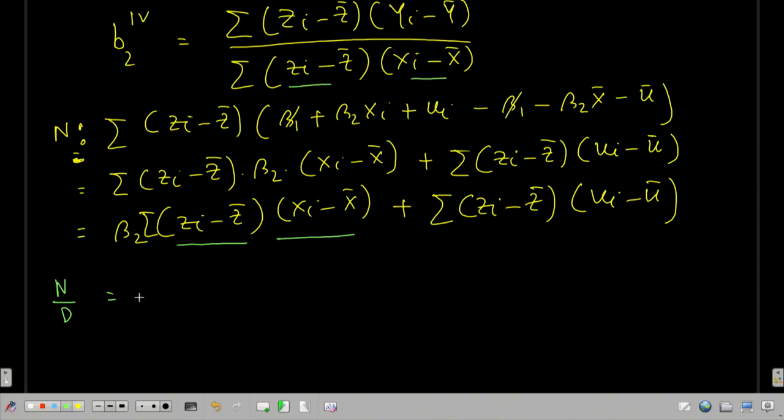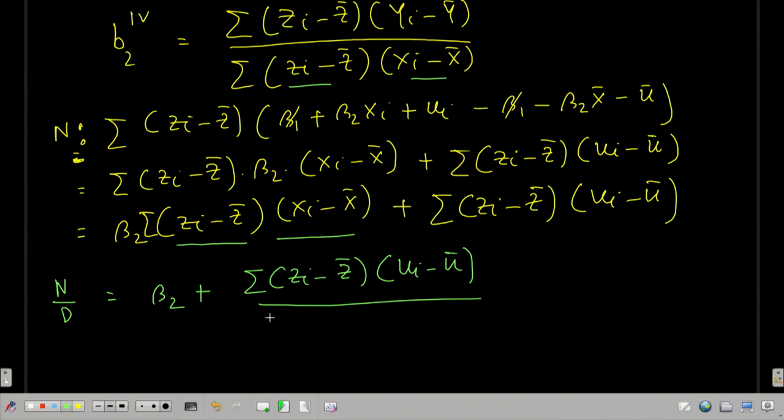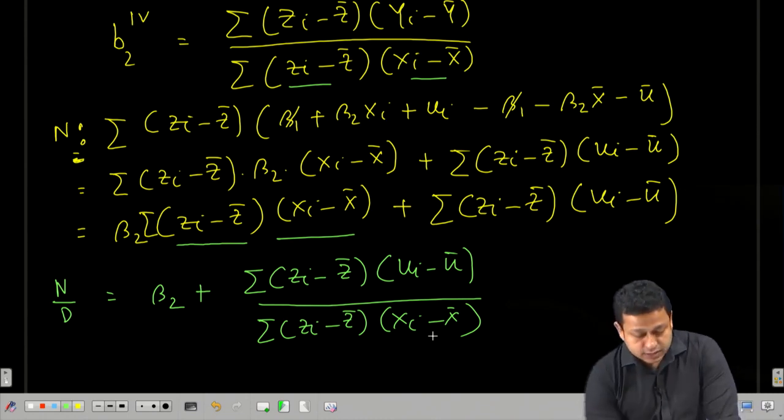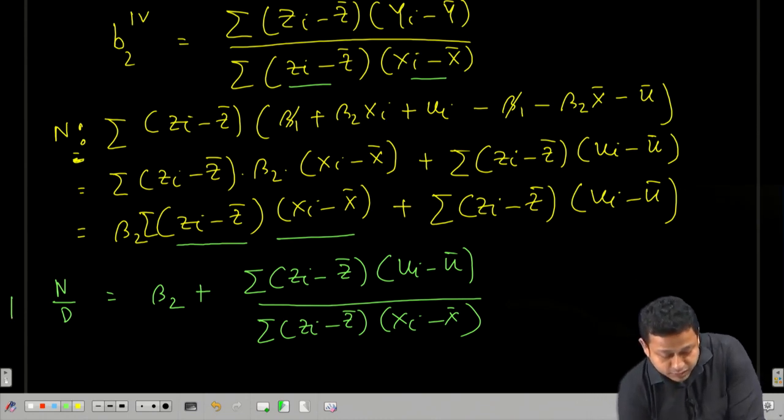So, essentially they cancel out, and what I have is beta 2, and on the other hand for the other term what I have is z I minus z bar into u I minus u bar divided by z I minus z bar into x I minus x bar. Now, look at this term. So, this is essentially my beta 2 IV.